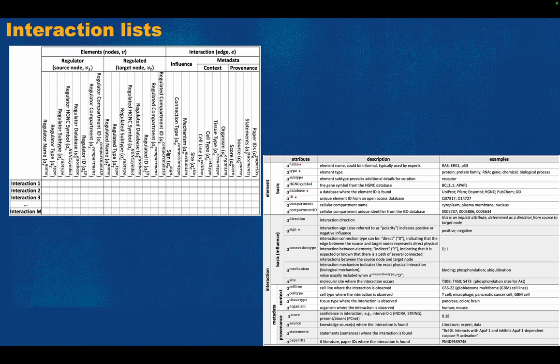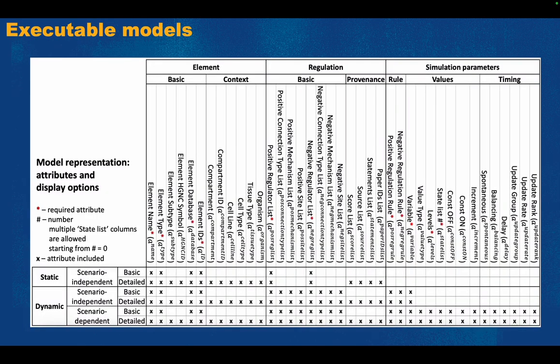Here I show an illustration of the interaction list in a BioRECIPE tabular format with all the attributes and example values of those attributes. In executable models, BioRECIPE format supports representation of the static graph structure of the models, as well as the attributes necessary to study the dynamics, often through simulations. We refer to this as executable element-based model.